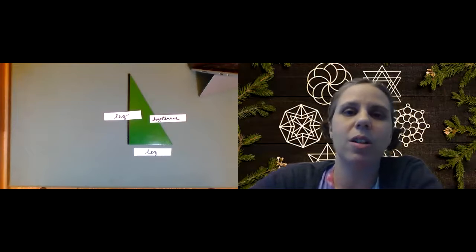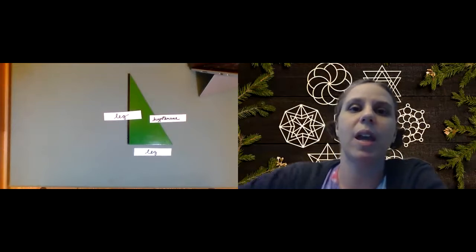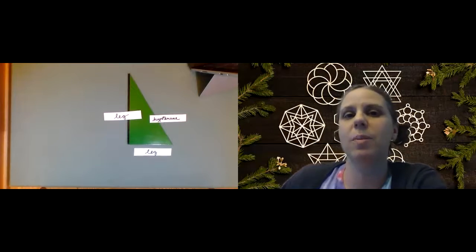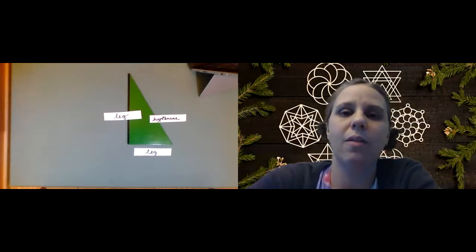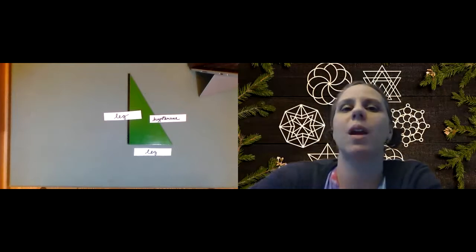Next time, we'll start talking about Pythagoras. We'll talk about other types of quadrilaterals and parts of quadrilaterals like trapezoids and rhombuses and all those other fun ones that we have special names for, just like we have special names for the right triangle.